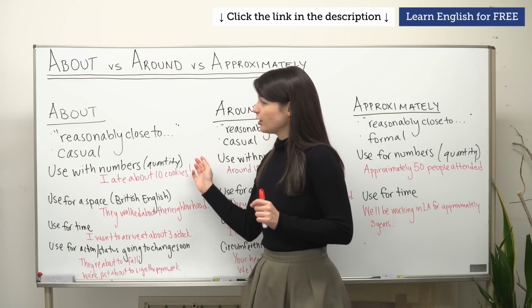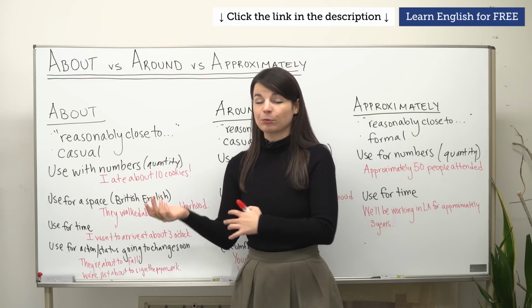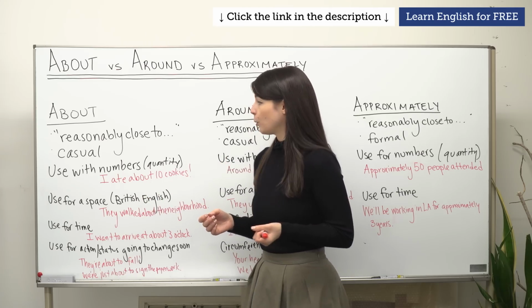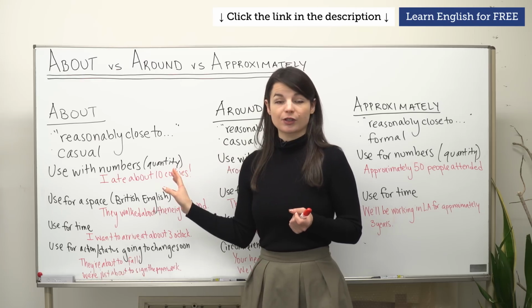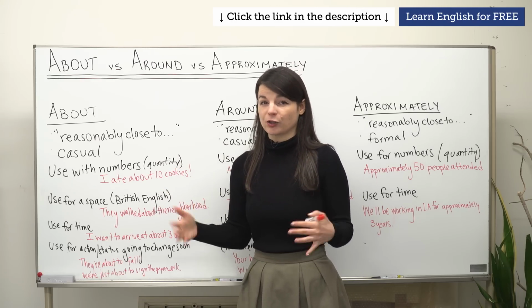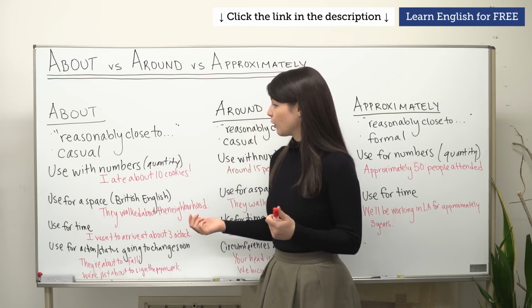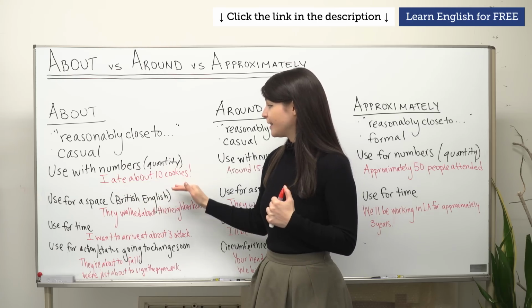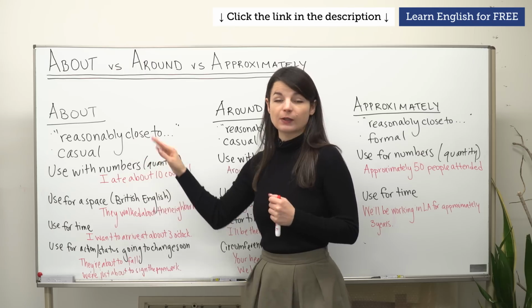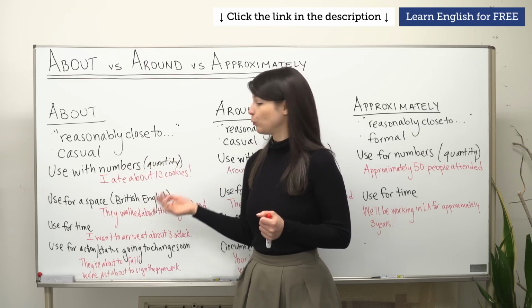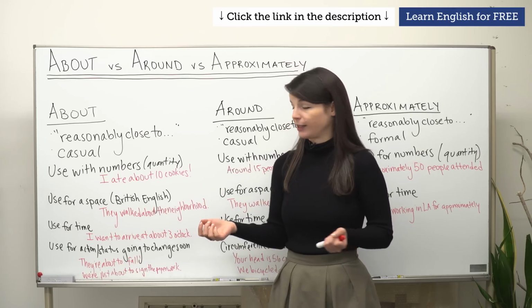So when we want to express something that is reasonably close to something else with the word about, we can use this word to talk about numbers, to talk about quantity, how much or how many of something. So for example, I ate about 10 cookies. So here about means reasonably close to. It's a guess or an estimate. We can use it to talk about quantity.